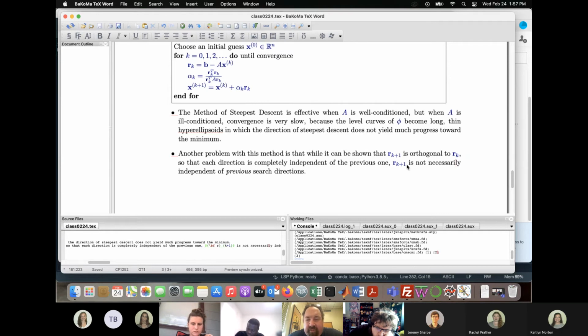But the thing is, each direction is completely independent of the previous one, but what about directions before that? You want each iteration to be covering completely new ground if possible. If you could have each search direction orthogonal not just to the previous one, but to all previous ones, that would be great. Other iterative methods that I will be covering next week are based on that idea, trying to have more independence of all the search directions, not just the previous one.